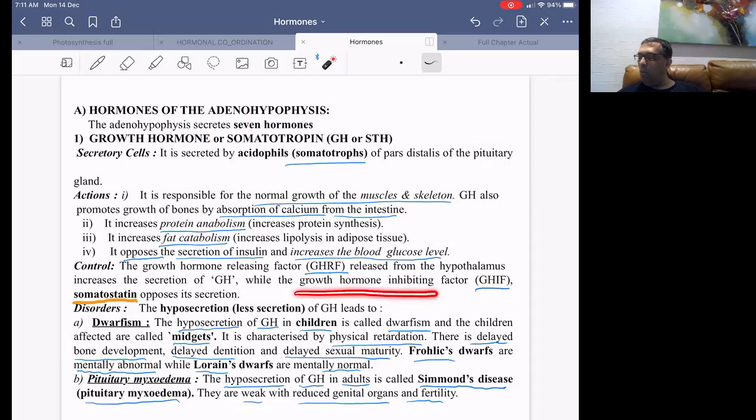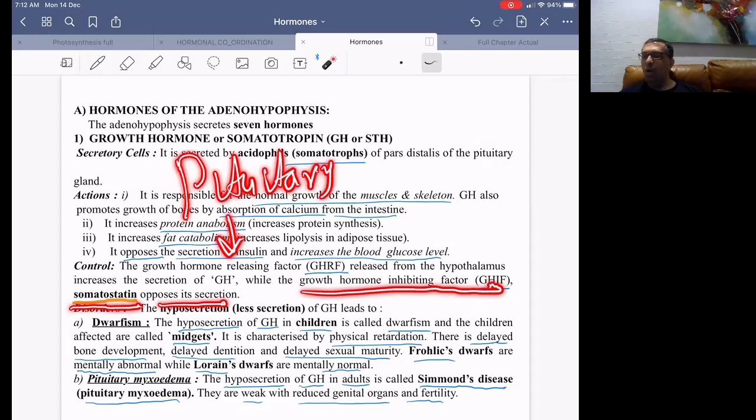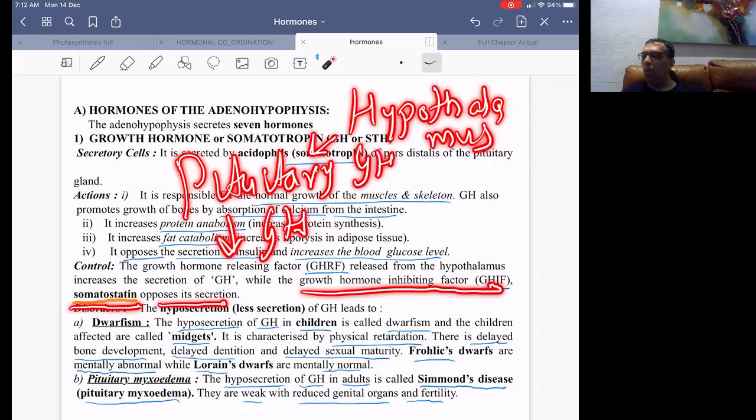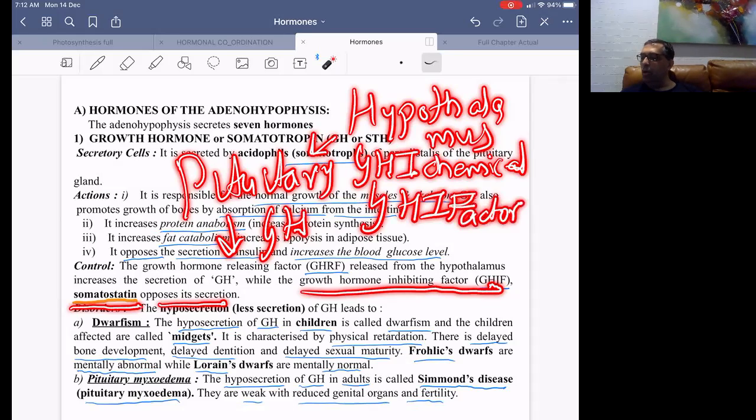And later on, growth hormone inhibiting factor, which is also called somatostatin, opposes the secretion. Now, I'm 21 years of age. From my pituitary, growth hormone secretion is less, and my height is not increasing. That means my hypothalamus is now giving out a chemical which opposes growth hormone, called growth hormone inhibiting chemical. It is not discovered yet. Any hormone not discovered is called a factor, so growth hormone inhibiting factor.